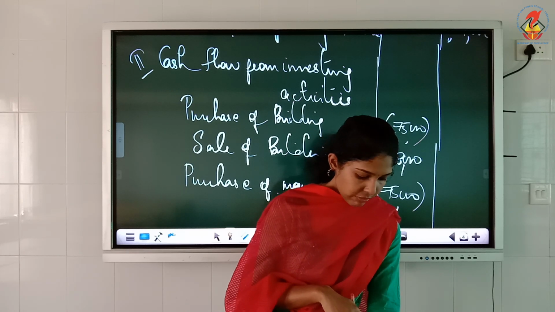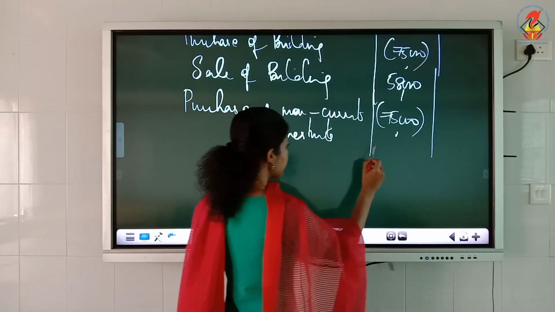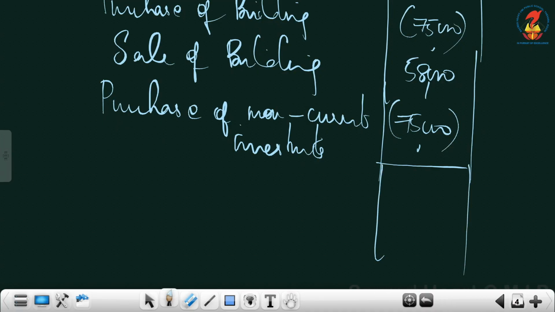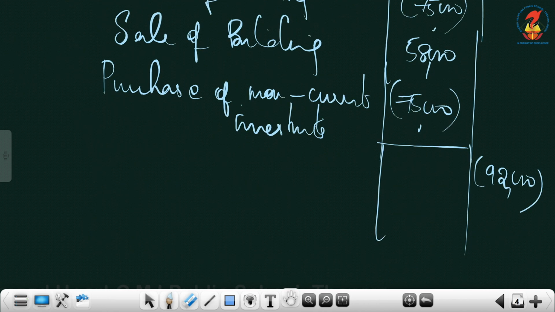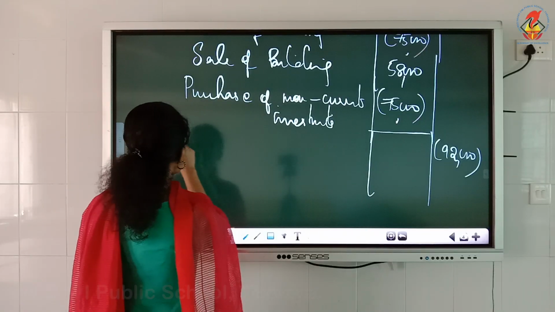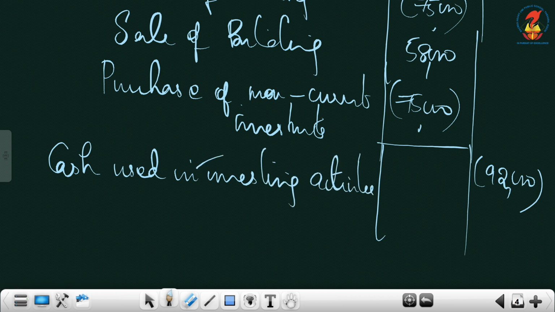So now you can find the final answer. If it is positive you can write it as cash flow. Since it is a negative amount here, minus 92,000, the final answer must come in the outer column. Okay, this will be written as cash used in investing activities.